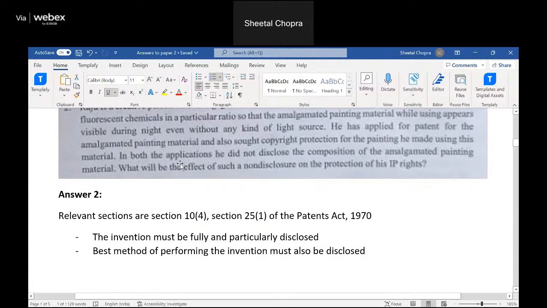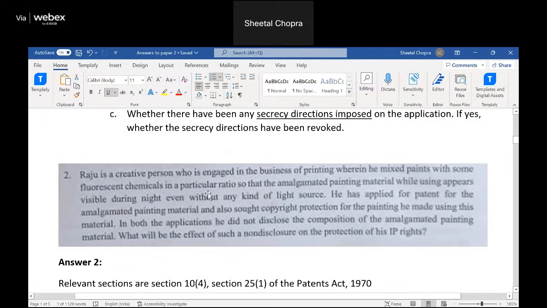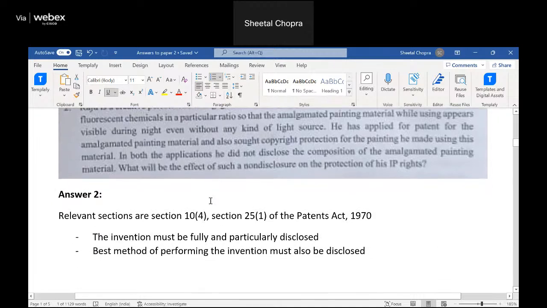In both the applications, he did not disclose the composition of amalgamated painting material. What will be the effect of such a non-disclosure on protection of IP rights? So just to mention that don't try to read the questions. I'm therefore narrating it for your ease for all of you because these are a little blurred. So just hear through me.